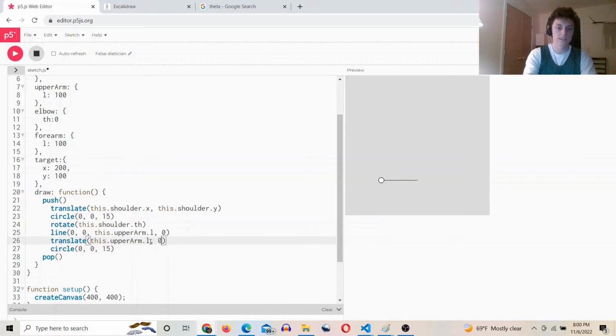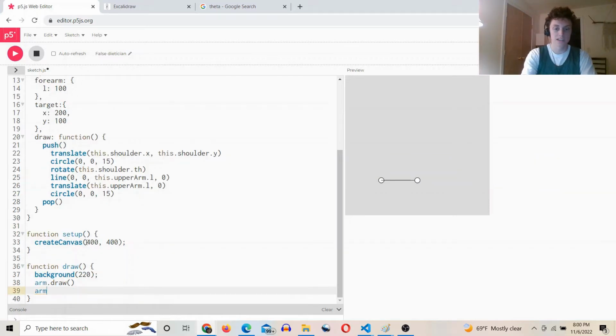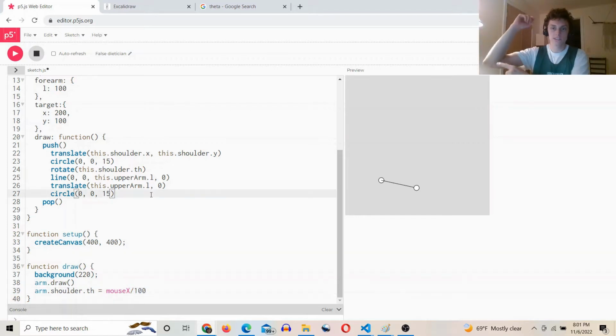Oh, and 0 in the y direction for that translation. Nice. I'll put this back on. Arm.shoulder.theta equals mouse x divided by 100. Now we're at the elbow.